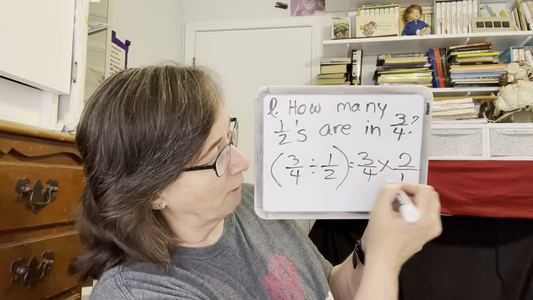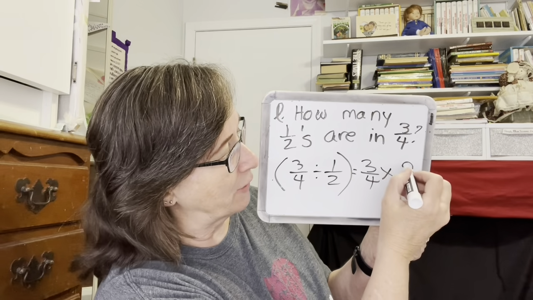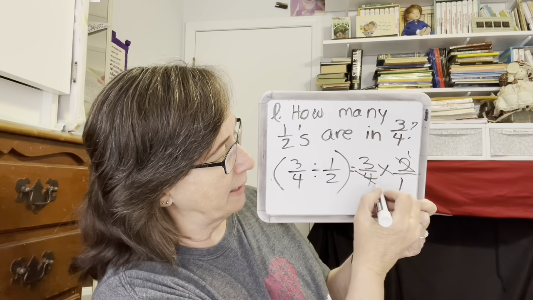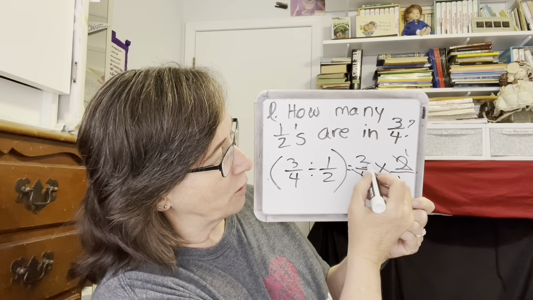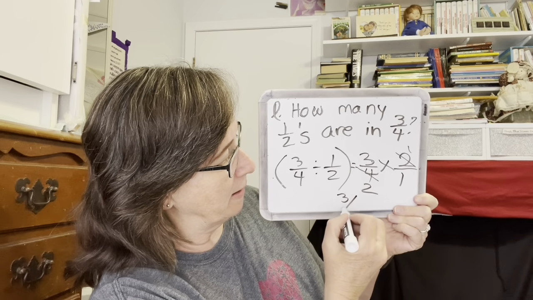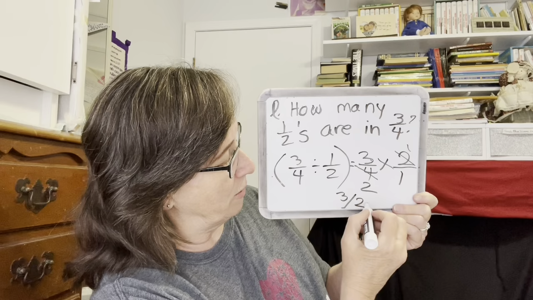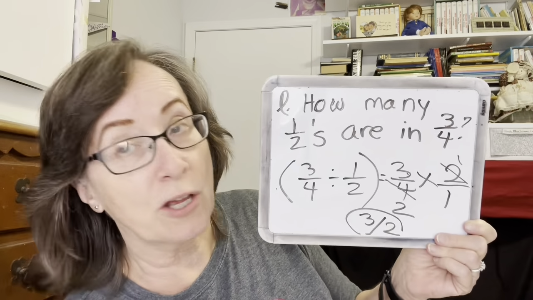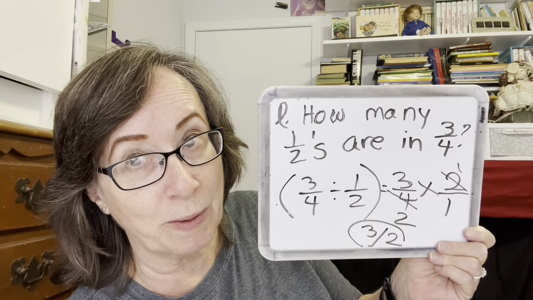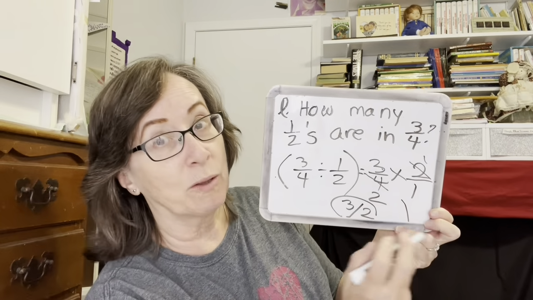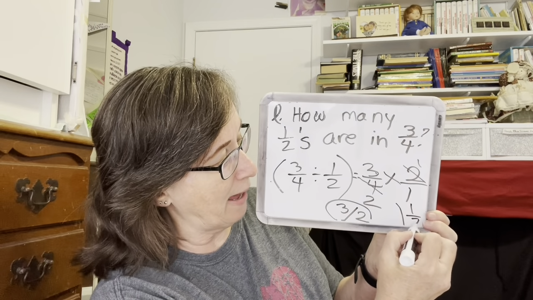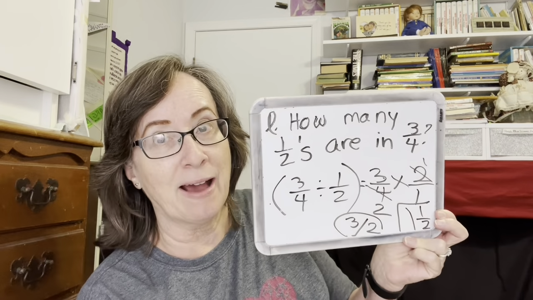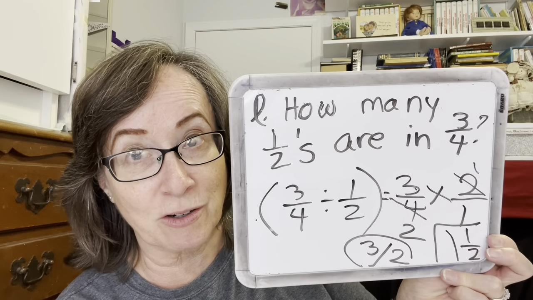Okay, now the 2 and the 4 will cancel, right? I divide this by 2. I divide this by 2. 3 times 1 is 3. 2 times 1 is 2. The answer is 3/2, but that is improper. So we will change it: 3 divided by 2 is 1 with 1 left over. So 1 and 1/2 is the same thing as 3/2, but it is the preferred answer. 1 and 1/2.